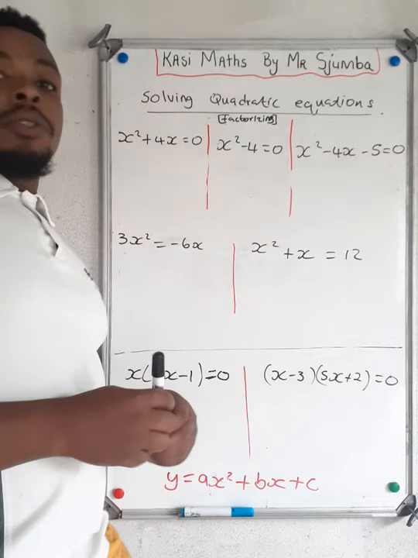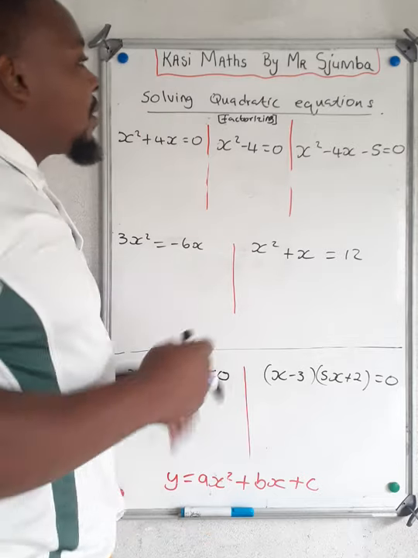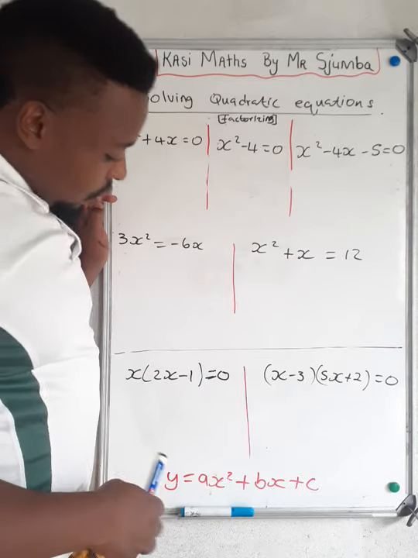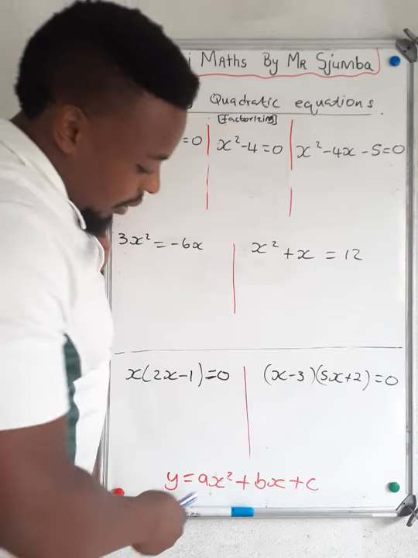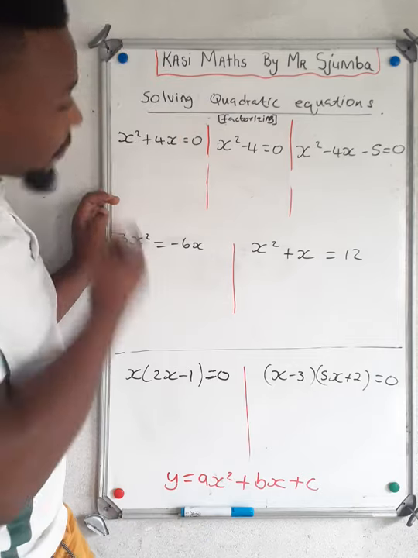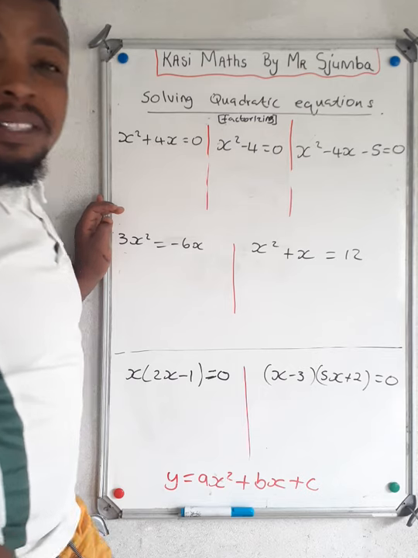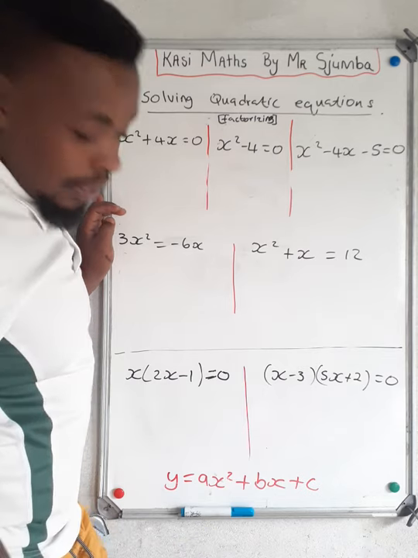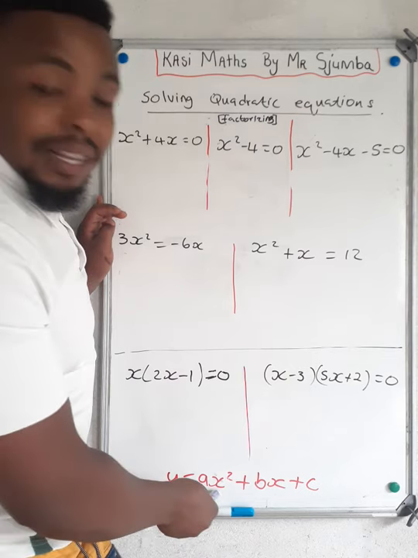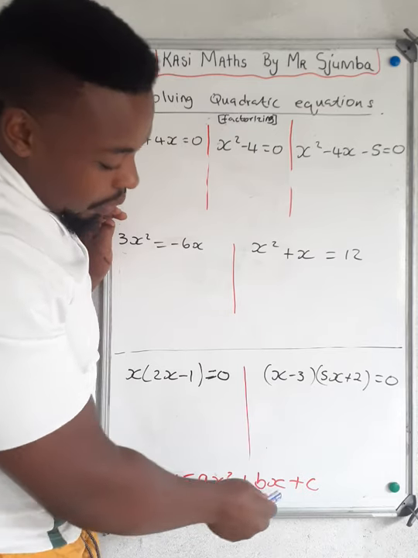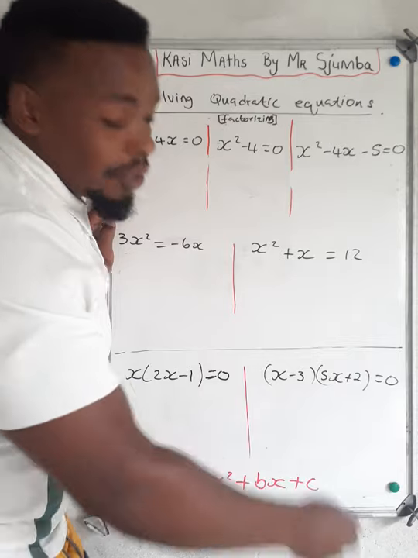Yeah, so now we will be solving quadratic equations by factorizing. This is the general equation of a quadratic: ax squared plus bx plus c. A quadratic is one with a squared term. a is the coefficient of x squared, b is the coefficient of x, and c is the constant.